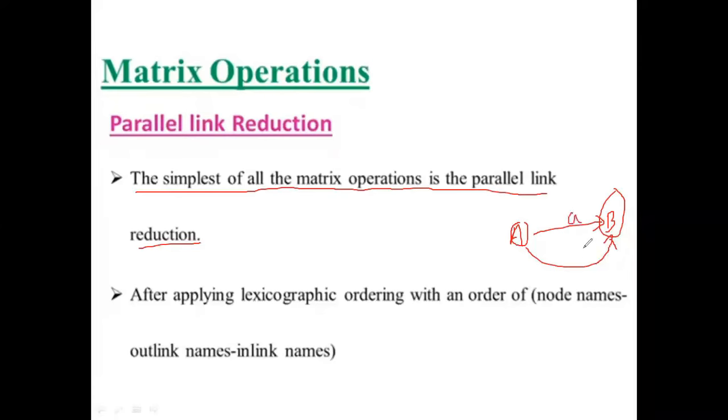For example, this is A and this is B. Now we reduce this and write a plus b. After applying the lexicographic ordering with an order of the node names, outlink names, and inlink names, you can represent the degree here: how many input links and how many output links.